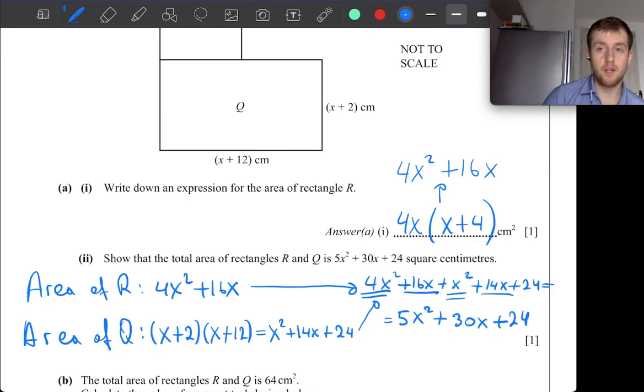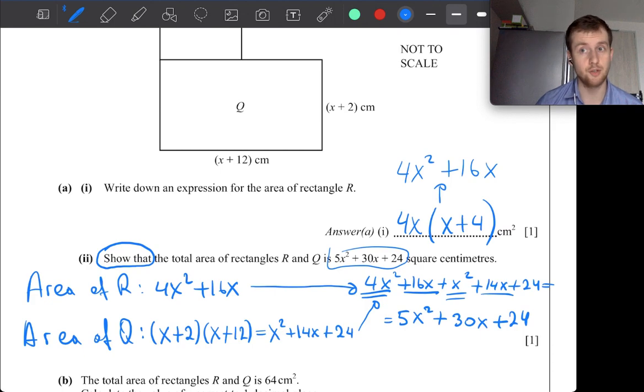Remember, if the question says show something, you have to explain how you got this answer. So maybe something like I did: you show that the area of R is this, area of Q is this. When we add them together, we get the total area. You cannot just write 5x squared plus 30x plus 24, right? This is not what the question is asking. The question is not asking you to find the area. Actually, they already give you the total area. So the question asks you to explain how we got that. You have to be sure to show it, otherwise you're not going to get the point.